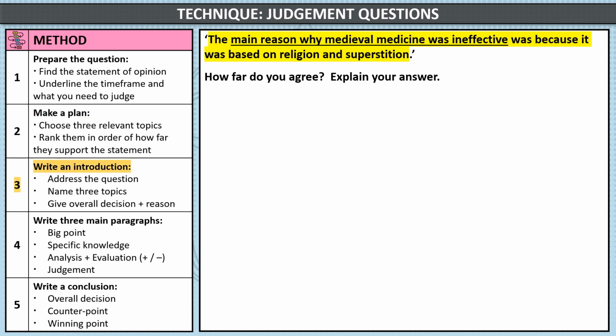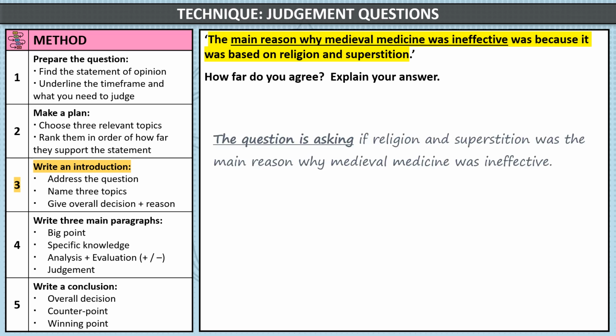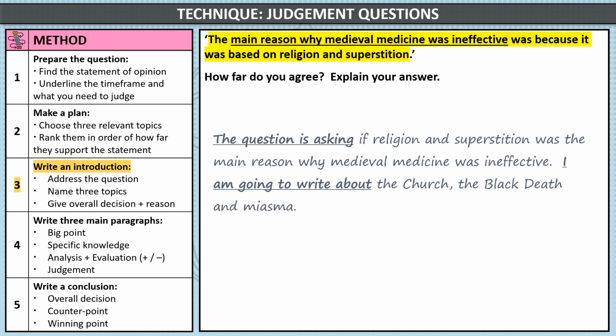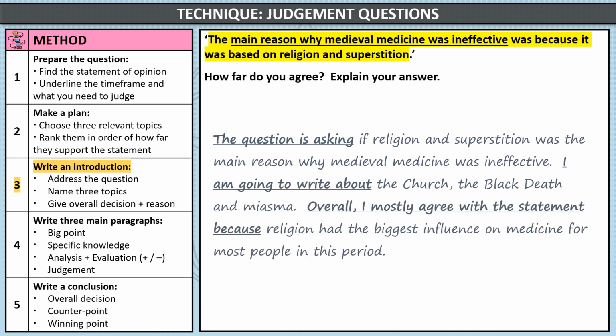Now I've made my plan, it's time to write an introduction. This is my chance to tell the examiner what I'm going to be writing about in my answer. I begin my introduction by addressing the question. This means I'm going to quote the words of the question back to the examiner. This shows that I have understood what the question is asking me. Next, I'm going to tell the examiner which 3 topics I will write about. And I'm going to finish my introduction by telling the examiner what my overall answer is going to be and why.